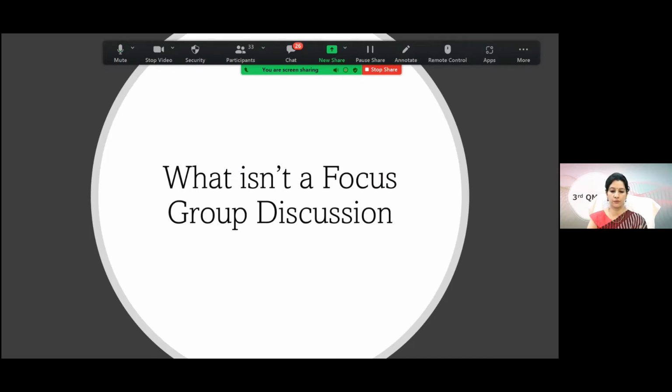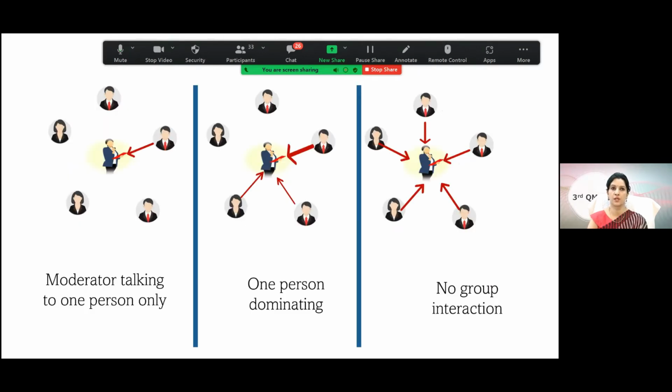So what is not a focus group discussion? You can see these 3 pictures where there is limited interaction, the first, second, and third. Here the moderator is talking to one person only. Here one person is dominating, and in the third, there is no group interaction. So these 3 pictures are not FGD.